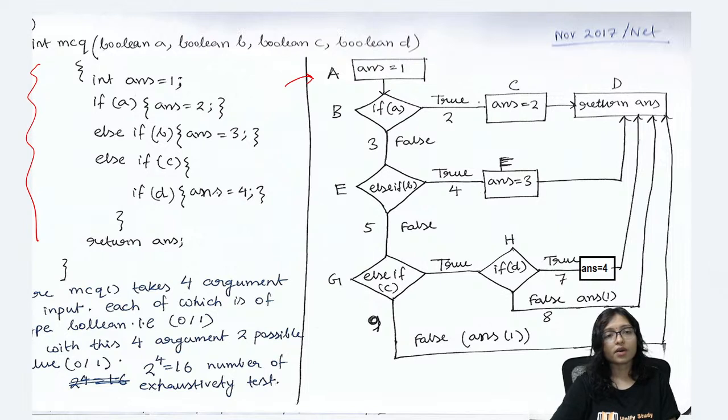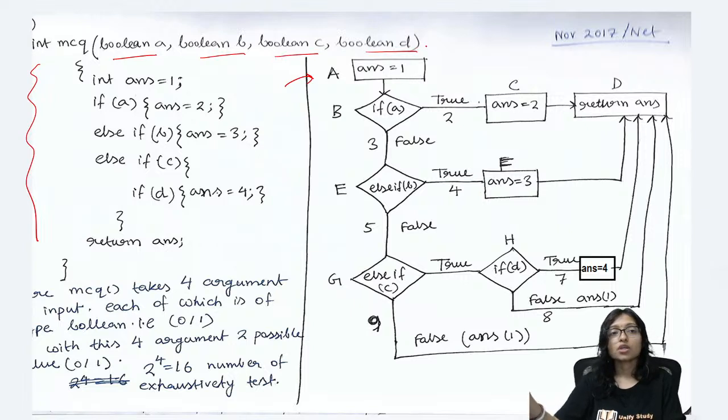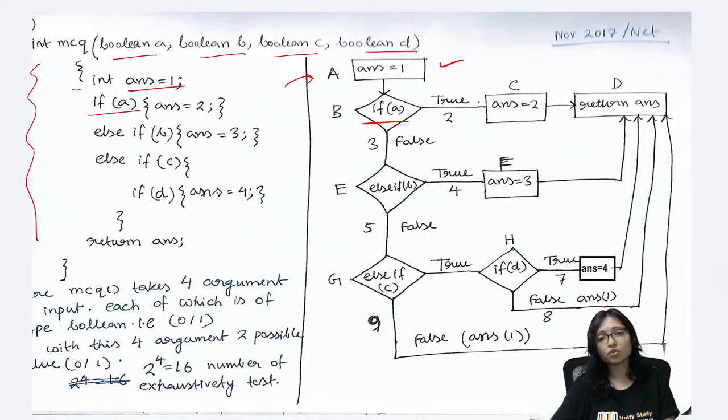Here whenever you are drawing the graph, boolean A, boolean B, boolean C, boolean D. These are the inputs. I am doing answer equals 1. This is one statement. Then if A, this is a condition. Whenever you are writing if, you have to go about true and false. Two options are there.